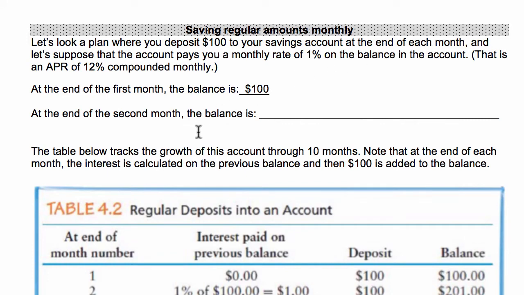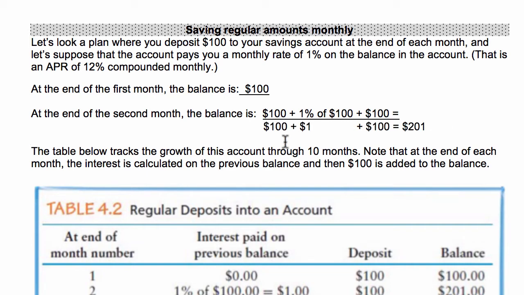At the end of the second month, the balance is the $100 that we previously deposited plus the interest on the $100, that is 1% of $100, plus the new $100 deposit. The result is $100 plus $1 plus $100, or $201.